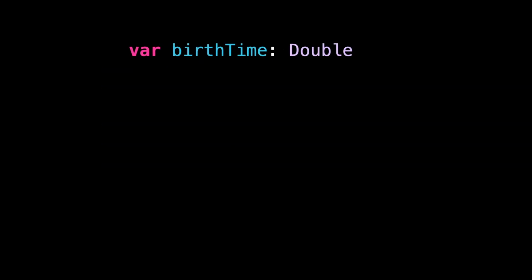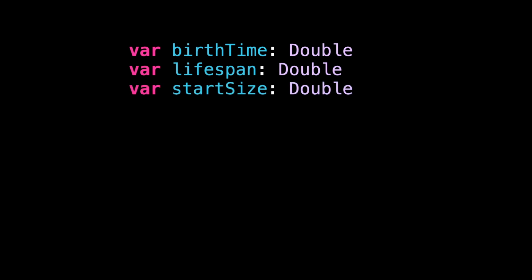We need to add 4 matching properties to our particles, starting with the time this particle was created. Then, how long this particle should survive for, and how big the particle should be when it's created. And also how big the particle is right now.